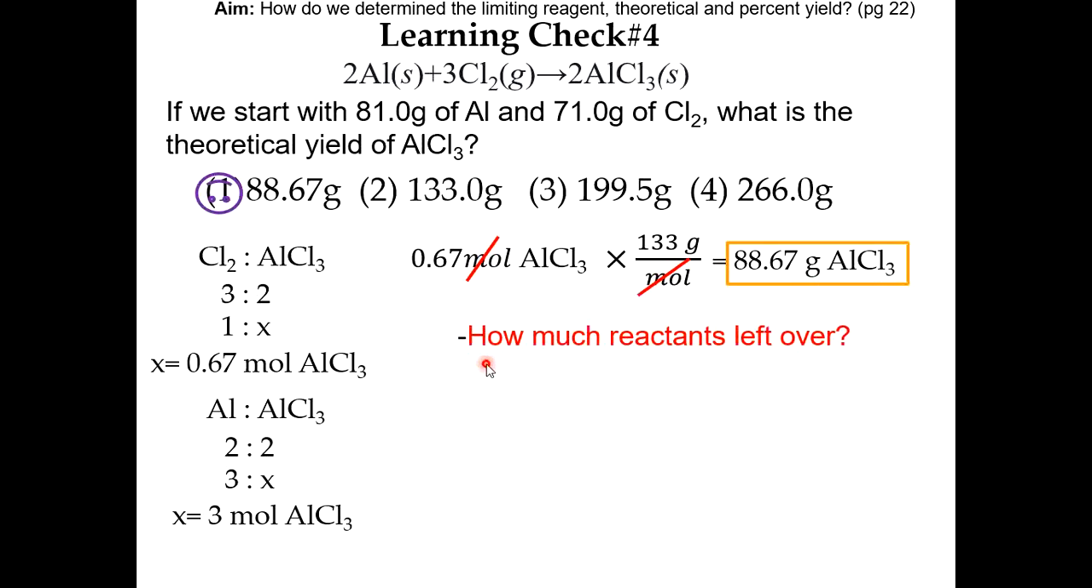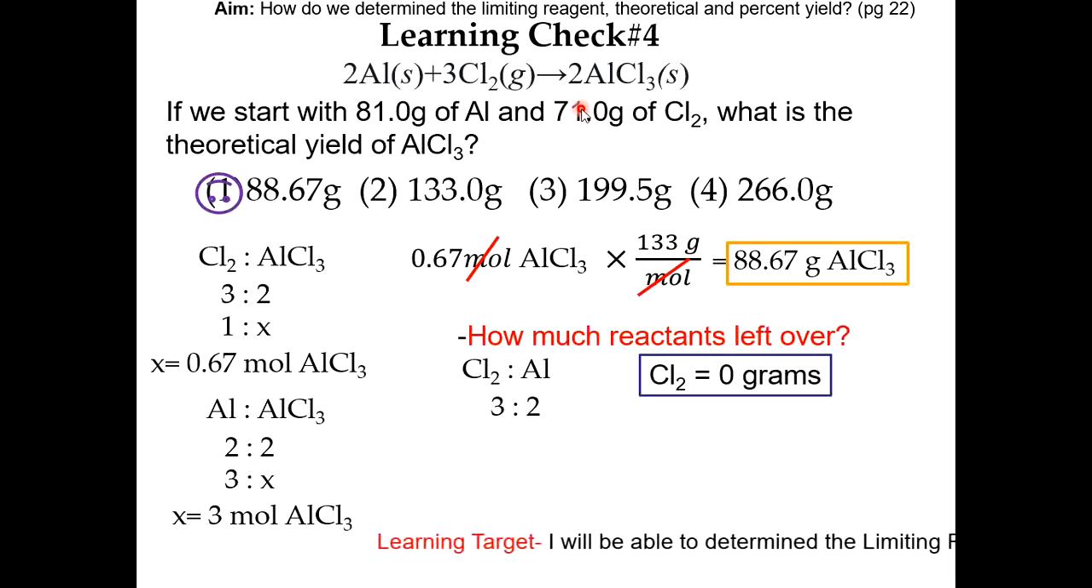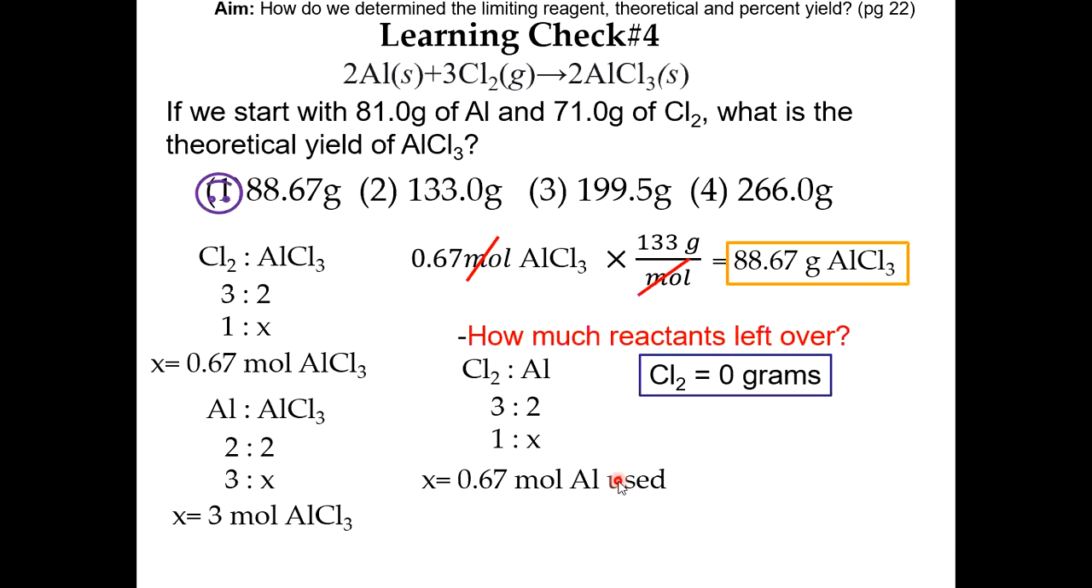As an extra, how much reactants is left over? Since CO2 is the limiting reagent, it's going to be 0. This time, we should have more aluminum left over because in this question, more aluminum was used than in the previous question. So first, set up a mole ratio between CO2 and Al. Based off the chemical equation, it is a 3 to 2 ratio. In this reaction, we use 1 mole of CO2, therefore 0.67 mole of Al was used up.